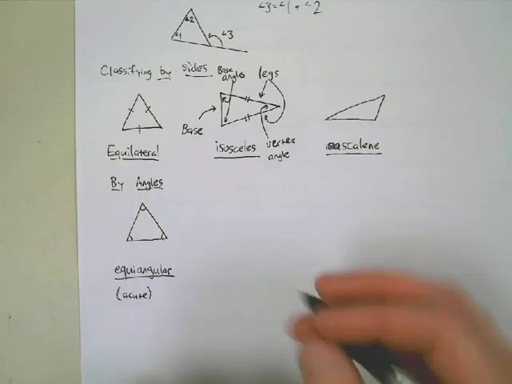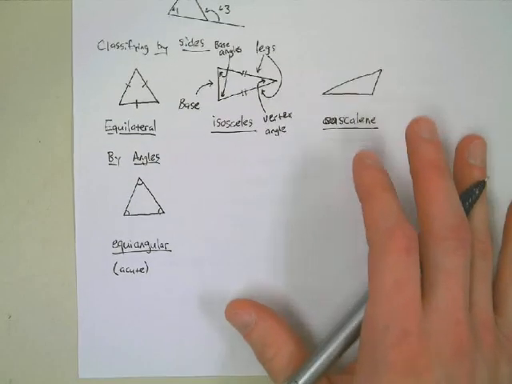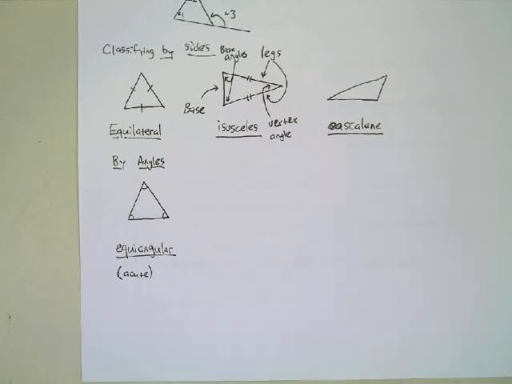Later, when we talk about polygons, there are polygons that can be equilateral, but not necessarily equiangular, or they can be equiangular, but not necessarily equilateral. But for a triangle, it's got to be both. You can't have one and not the other.